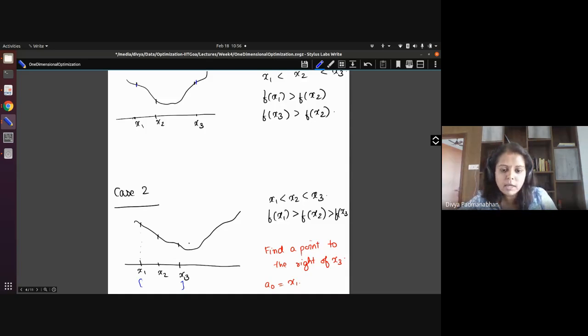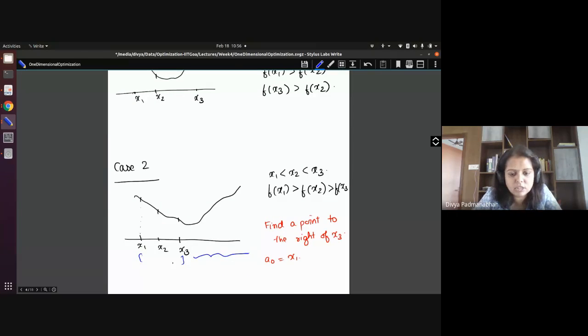So here, x1, x2, x3, it's like this. The function is decreasing at all these points. So now what you need to do is you want something in this range. You want one more point, preferably something here. So what you can do is sample something which is to the right of x3. You can retain x1 as your a naught, but for b naught, you fix something to the right of x3. Does that make sense?